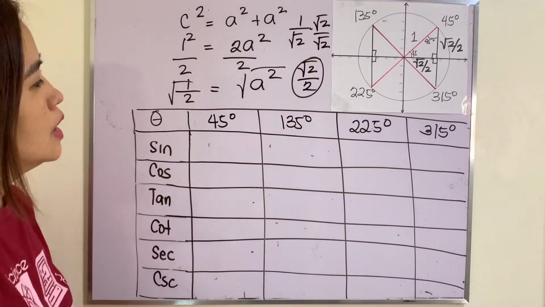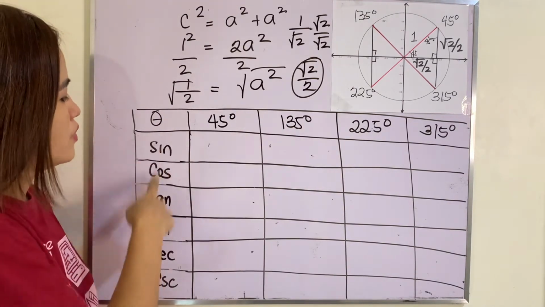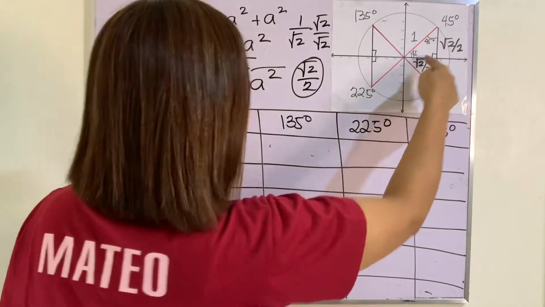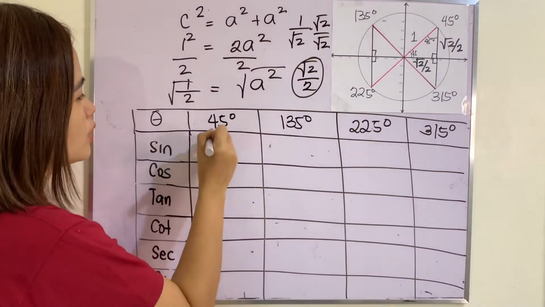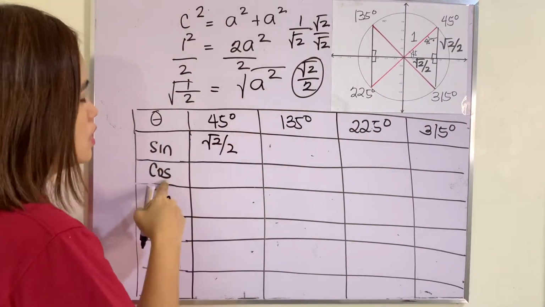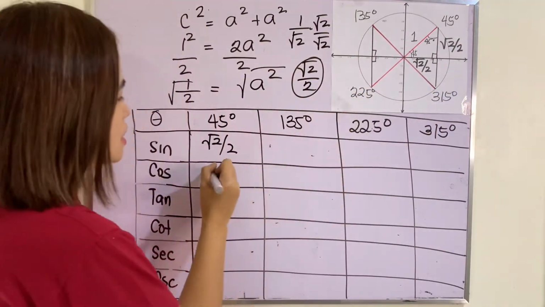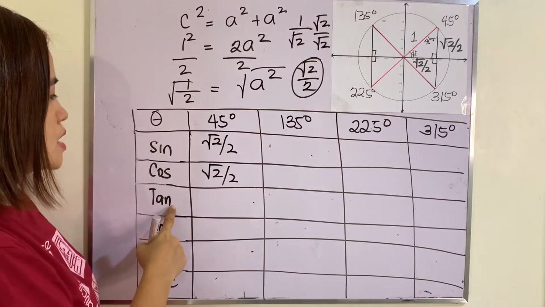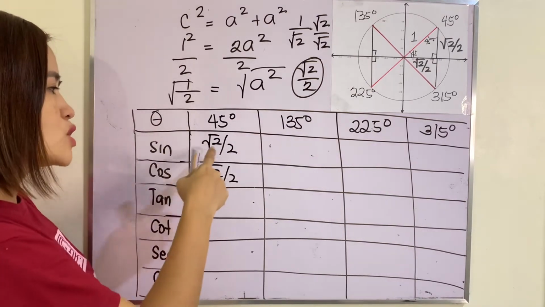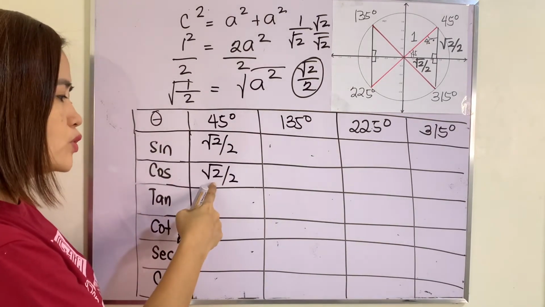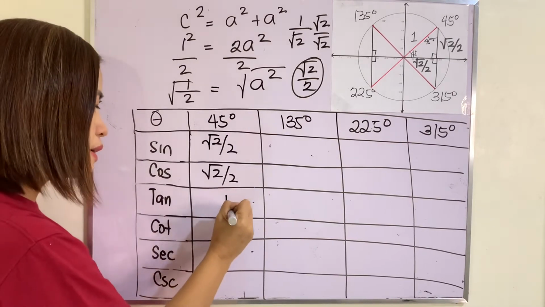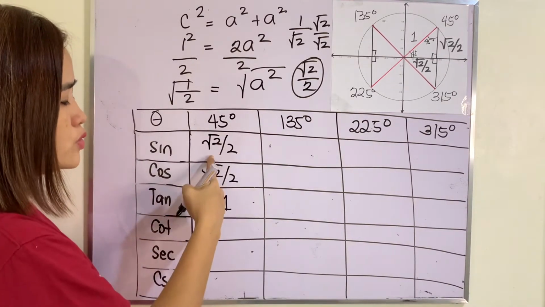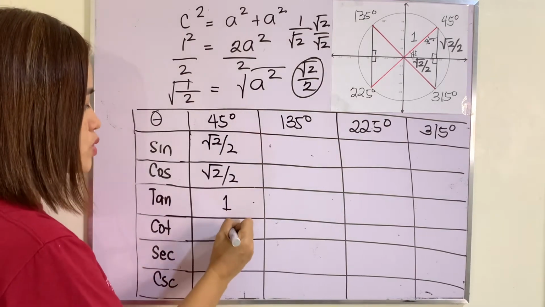Okay. We can now get, of course, the values of these functions. Your sine is y, that is square root of 2 over 2. Your cosine is x, that is square root of 2 over 2. Your tangent is sine over cosine, square root of 2 over 2 over square root of 2 over 2 is, of course, 1. Same as cotangent, square root of 2 over 2 over square root of 2 over 2, that is also equal to 1.